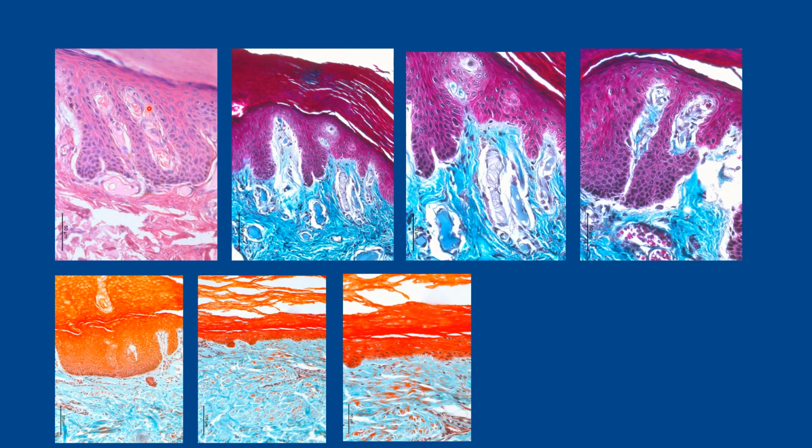Sometimes it is sectioned obliquely, so you cannot see a typical picture. This is a typical picture of a Meissner's corpuscle. This is actually a trichrome stained section, so it is showing some different colors also.